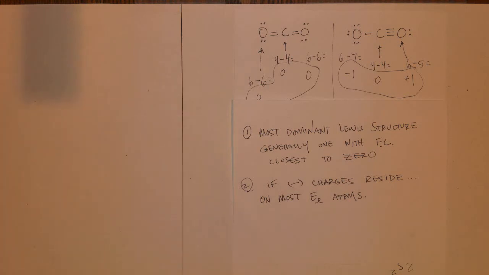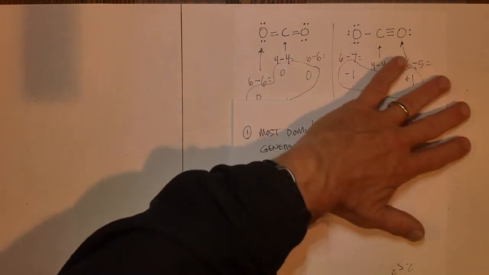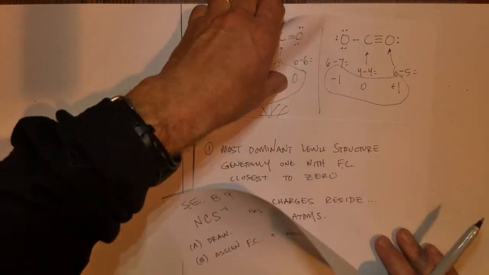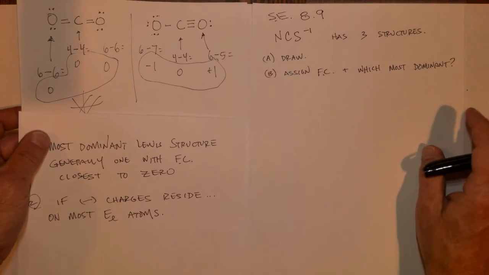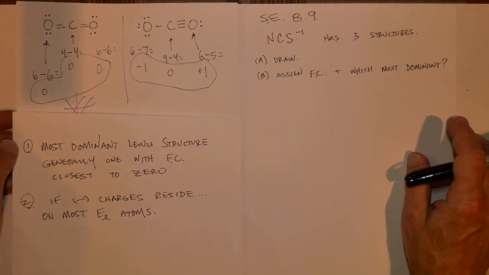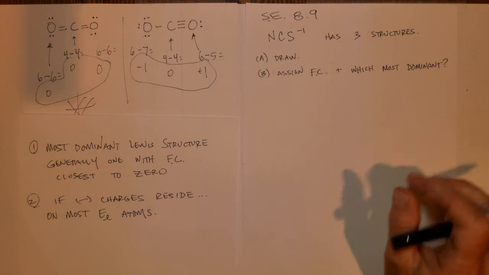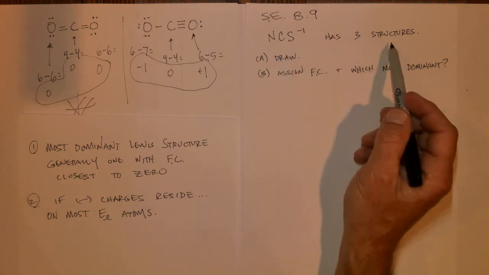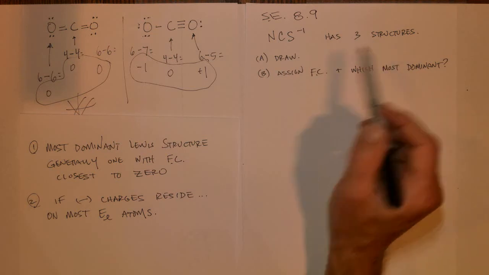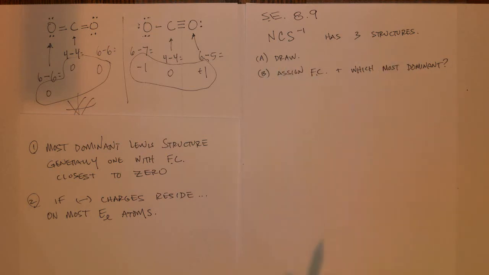I'm going to do one more example in the time that I have on this video. And this one is sample exercise 8.9 from the textbook. It has the molecule NCS, and this has 3 possible structures, it tells us. Please draw all 3. And then once we draw all 3 of those structures, let's assign formal charges to find out which is the most dominant.